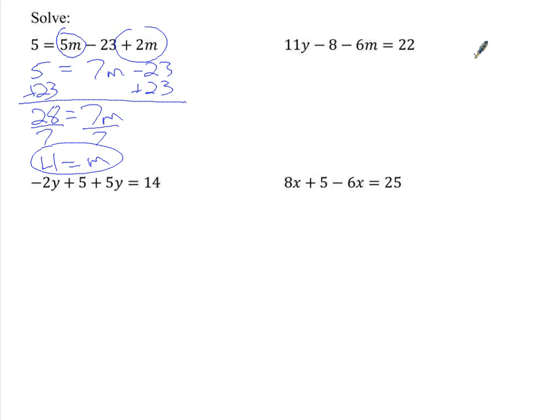Next problem, 11y minus 8 minus 6m equals 22. We actually can't solve this one. There's a typo here. This should be a y.